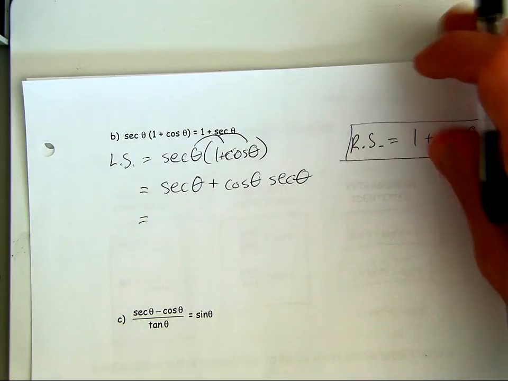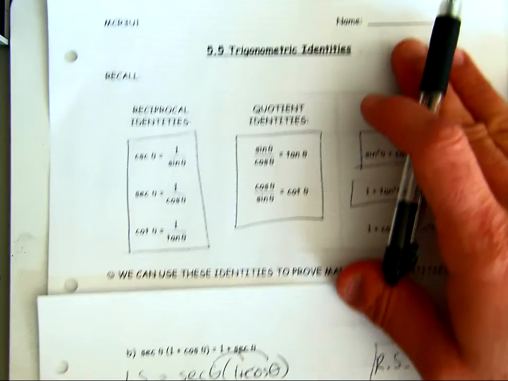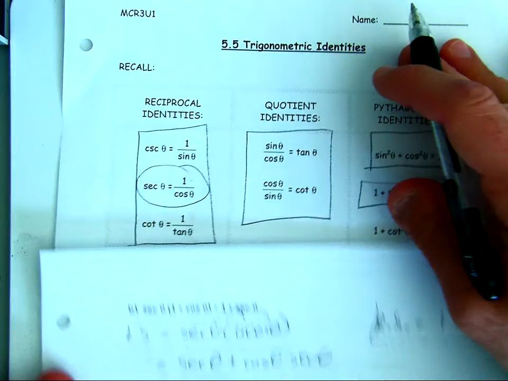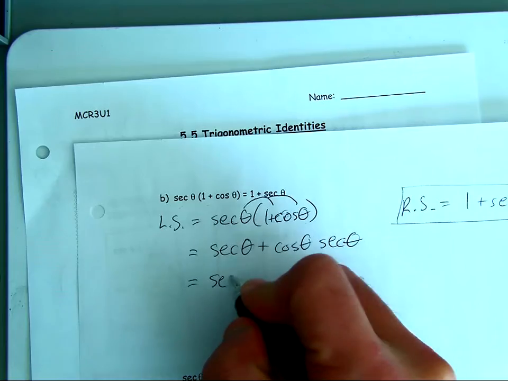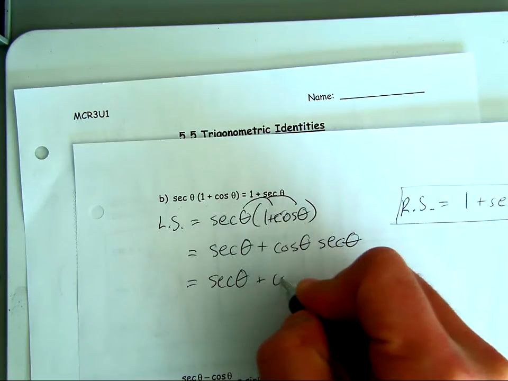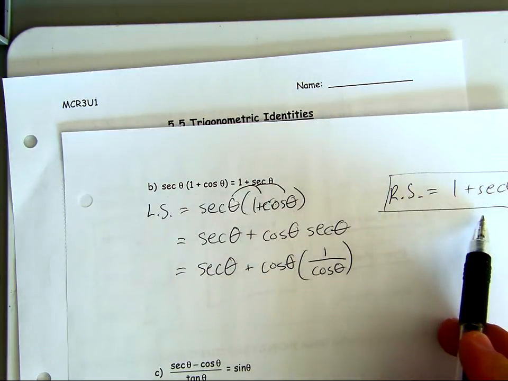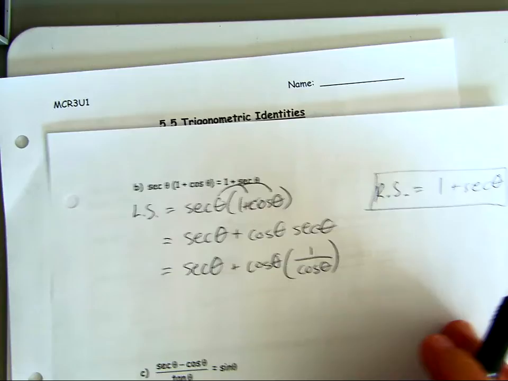See, if I look at my beginning, I know that secant is the same as writing 1 over cos. So I'm going to use that over here and plug that in. So secant theta plus cos theta. And instead of writing secant theta over here, I'm going to write 1 over cos. Why didn't I switch that one? Because I've got to make this side look like that, and this side already has a secant.